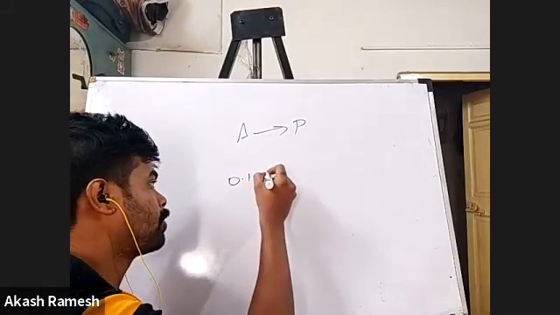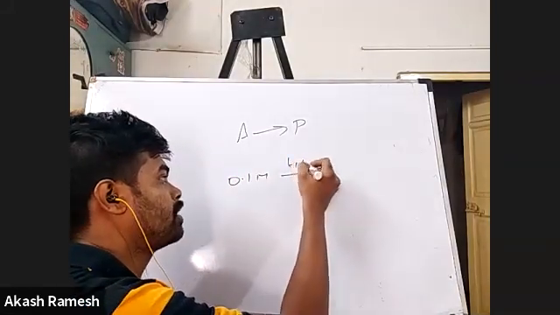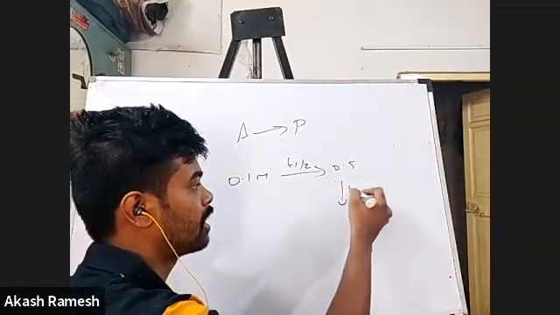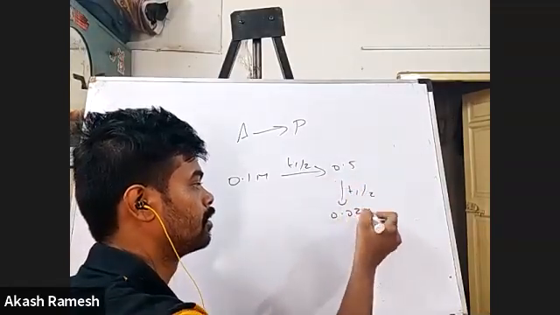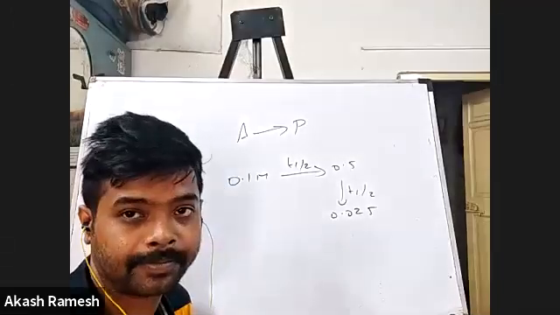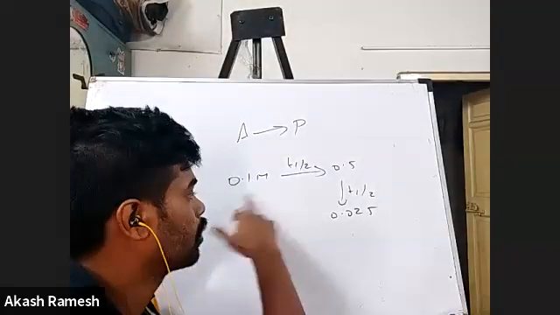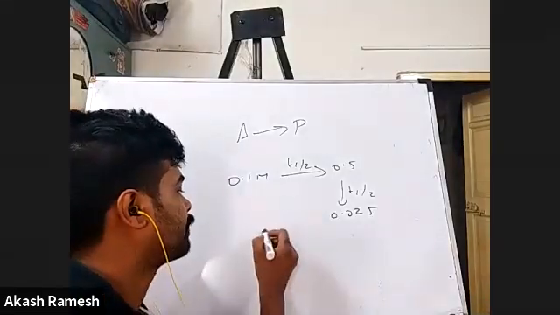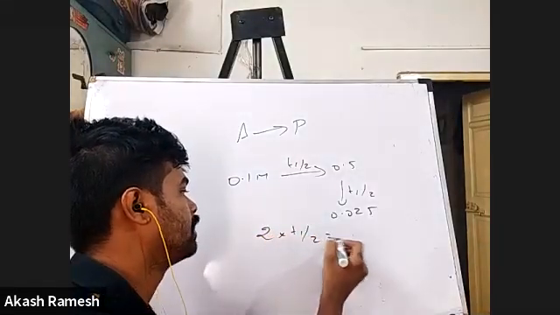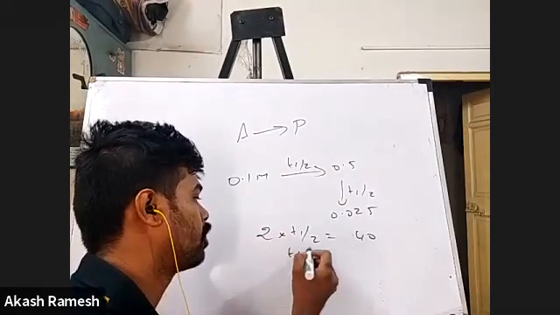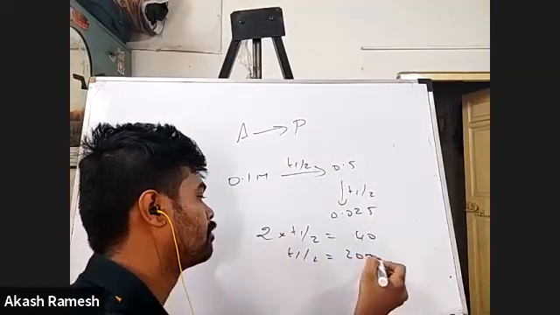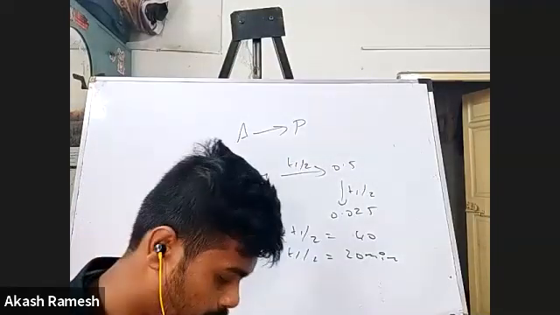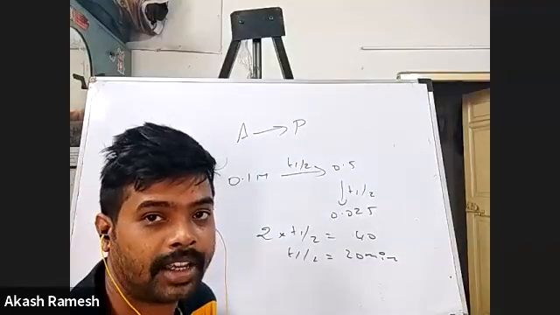If I have 0.1 M, after one t half it would have become 0.05, and after another t half it would have become 0.025. That's what is given here. 0.1 to 0.025. So they're telling two t halves. 2 into t half is basically 40 minutes. So obviously, t half will be 20 minutes. Now that's it. You got the answer, I guess.